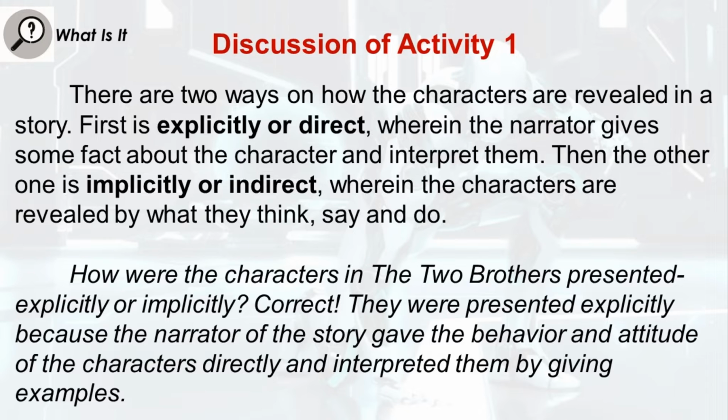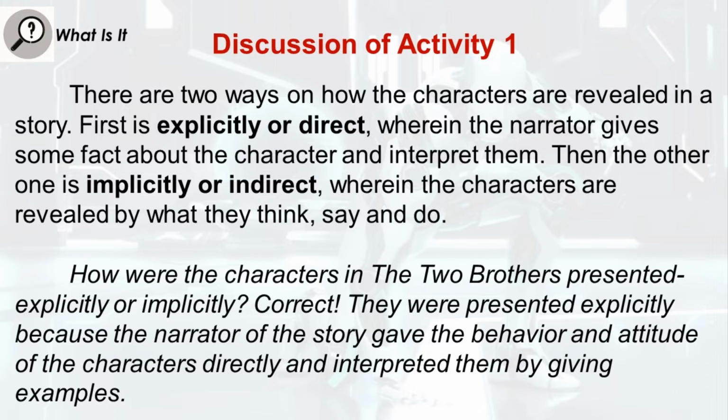Discussion of Activity 1. There are two ways on how the characters are revealed in a story. First is explicitly or direct, wherein the narrator gives some facts about a character and interprets them. Then the other one is implicitly or indirect, wherein the characters are revealed by what they think, say and do.